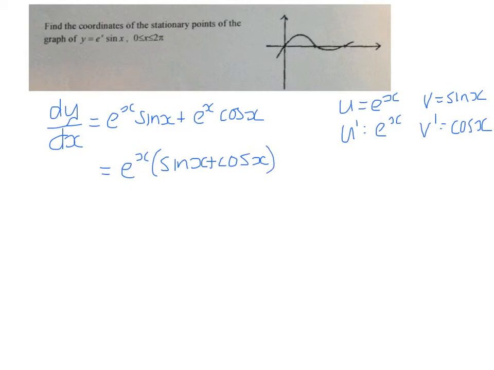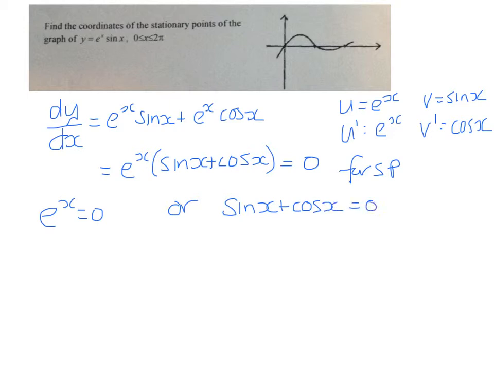Now if I want to find stationary points, I want to know when that's 0. And that means that either e to the x equals 0 or sine x plus cos x equals 0. Now e to the x, there's no solution here, because that would be ln of 0, which is not possible. So there's no solution here. So we're looking at the sine x plus cos x.